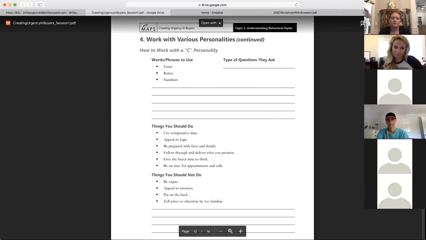So with a high C personality, phrases to use with them are exact ratios and numbers. If you already know you're walking into an appointment with somebody who is a high C personality, you better know your numbers before you walk in the room, because they're going to ask. And if they're anything like me, then they've already researched you. They've gotten referrals, but they've also studied your track record. They've interviewed people that have referred you to them.